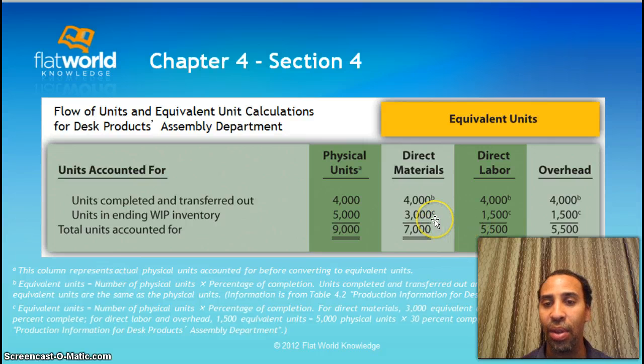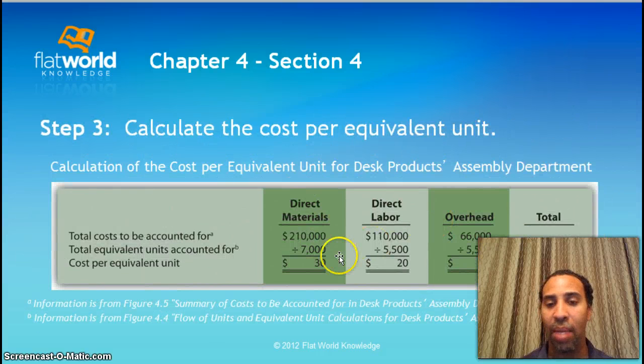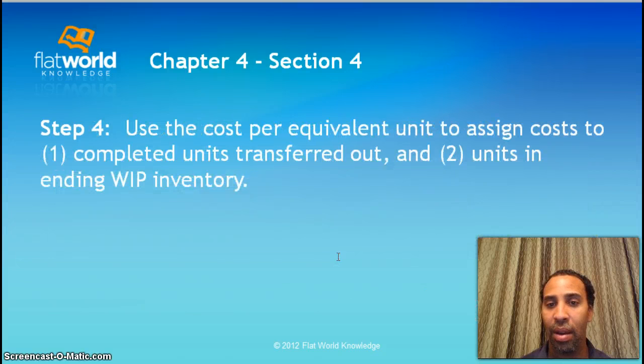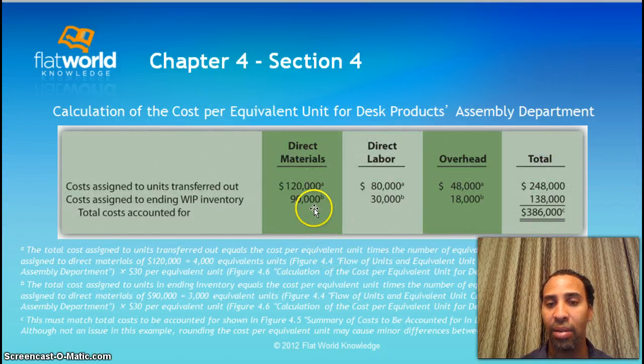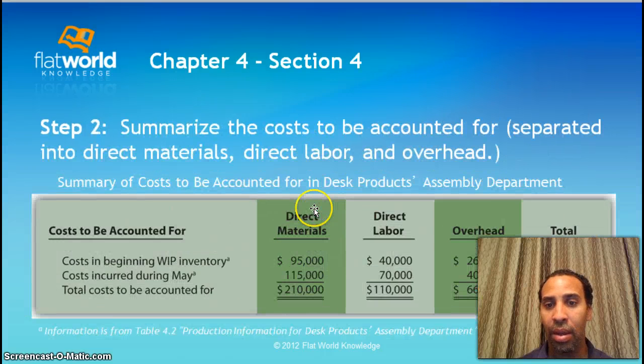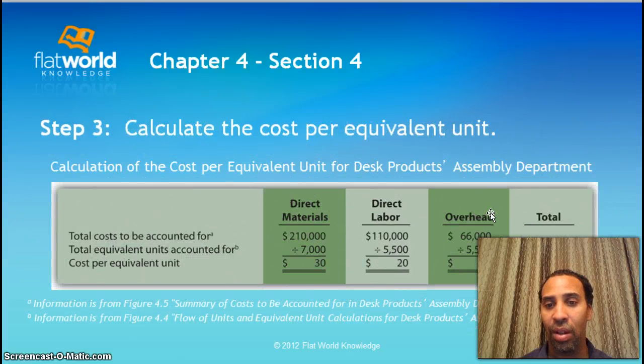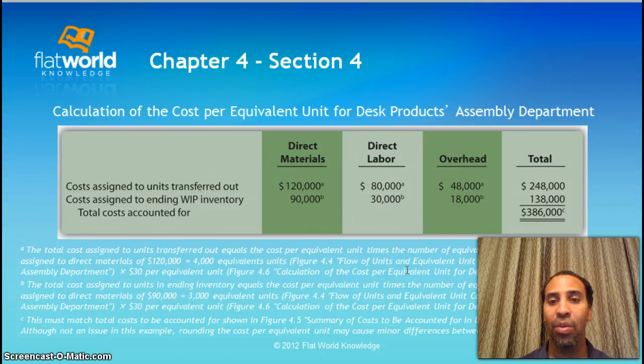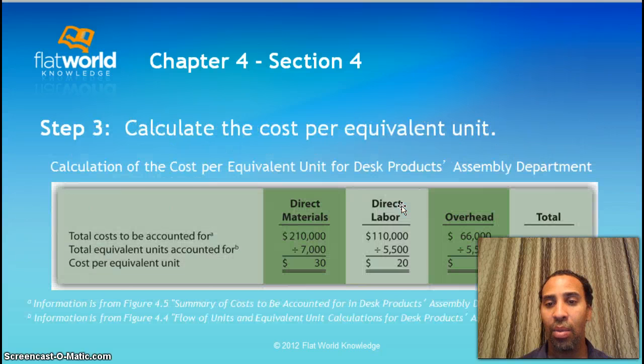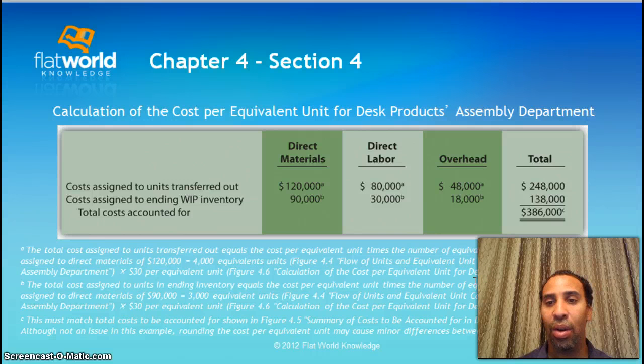So you take 3,000 and multiply it by 30, and you come up with 90,000. Then you take your 1,500, and remember, we don't have to do it twice because 1,500 is the same for direct labor and overhead. You multiply 1,500 by 20 and you get your 30,000. And then you multiply your 1,500 by 12 and you get your 18,000.